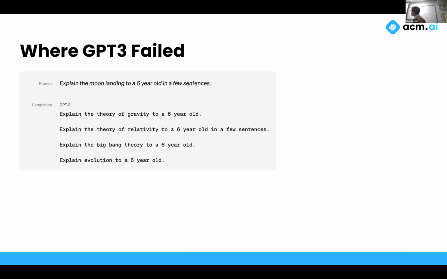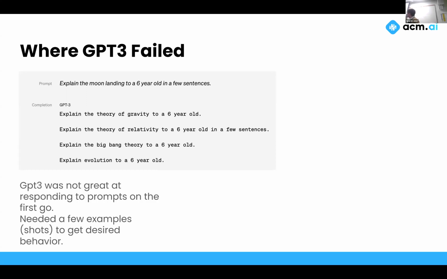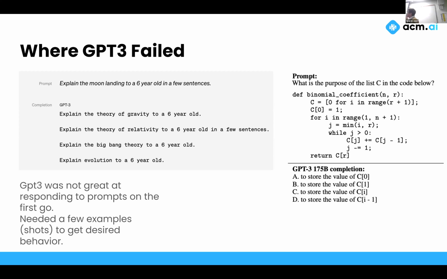That was funny. But if you used it in 2020, a problem you would have a lot is that if you said explain moon landing, it would just repeat that a bunch, which is not what you want. Another example that makes it clearer: if you asked it, what's the purpose of this code, what does it do, and gave it code, it would output an A, B, C, or D answer, which isn't helpful. Why is it doing that?